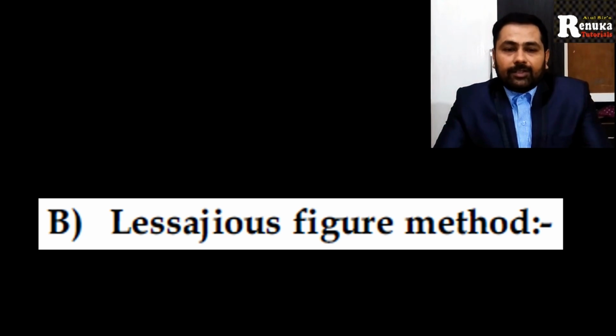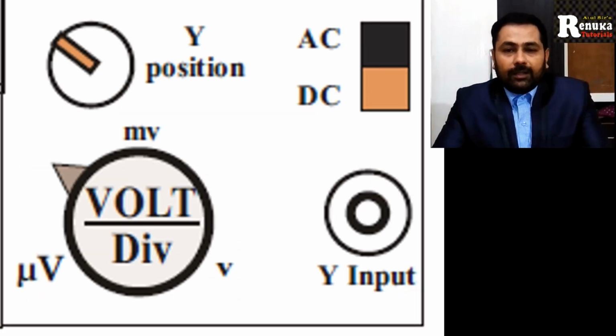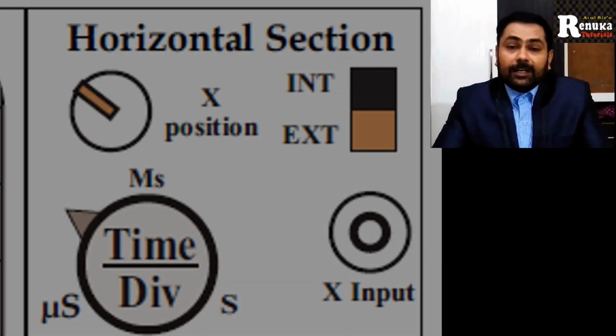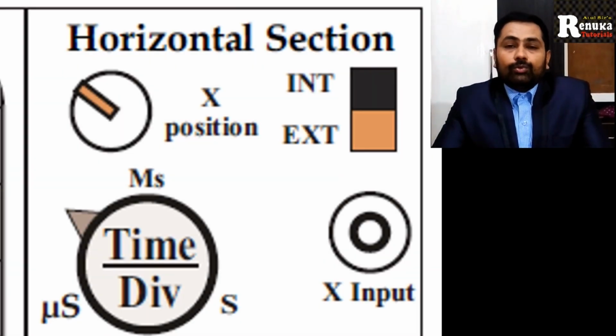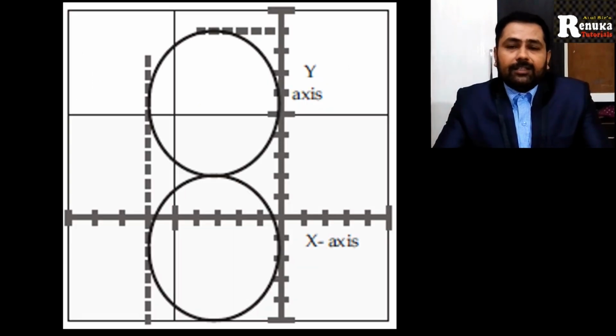The second method is the Lissajous method. In the Lissajous method, we have to apply a y signal as well as an x signal. The y signal is connected to the unknown signal whose frequency is to be measured, and a known signal from the function generator is applied to the x input as a horizontal signal. On the CRT screen, we can observe some Lissajous patterns.